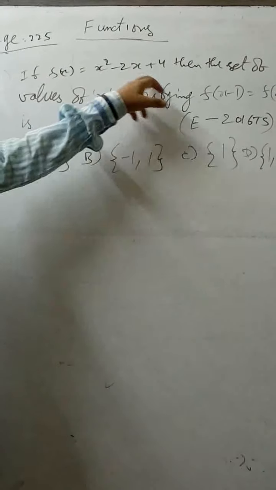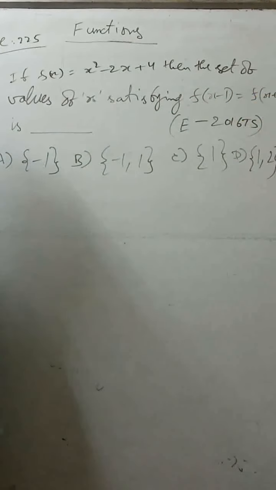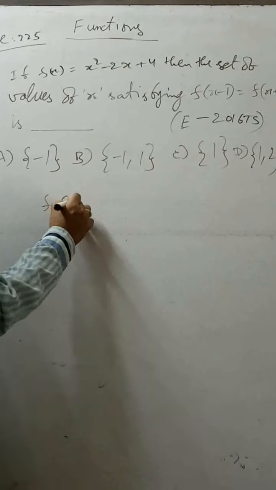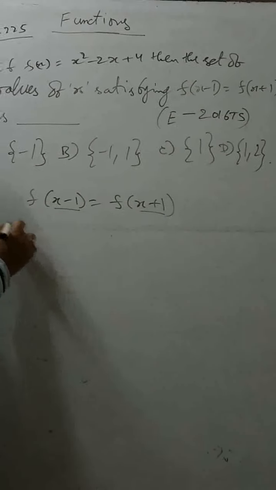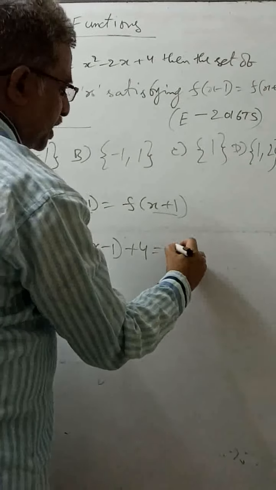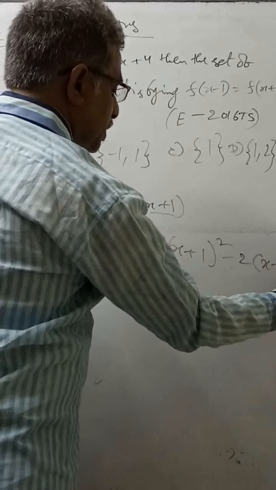f of x equal to x square minus 2x plus 4. Then the set of values of x satisfying the equation f of x minus 1 equal to f of x plus 1. Given condition is f of x minus 1 equal to f of x plus 1. So f of x is the given function. f of x minus 1 means wherever x is there, I need to substitute x minus 1. f of x plus 1 means wherever x is there, I need to substitute x plus 1. So this becomes (x minus 1) whole square minus 2 into (x minus 1) plus 4 equal to (x plus 1) whole square minus 2 into (x plus 1) plus 4.